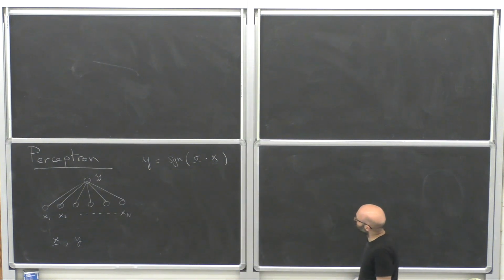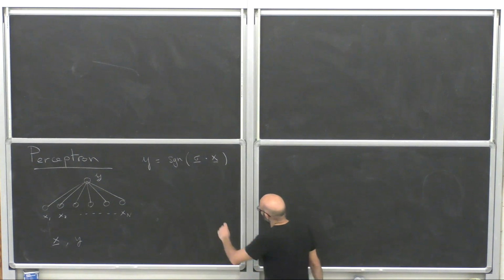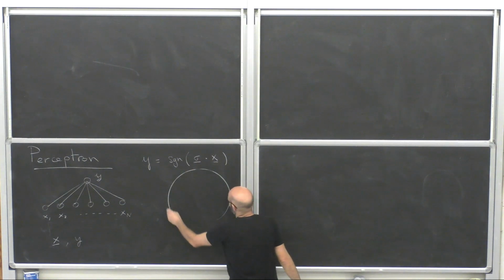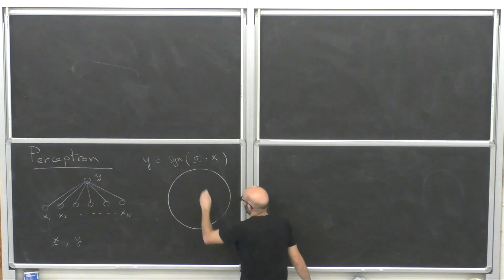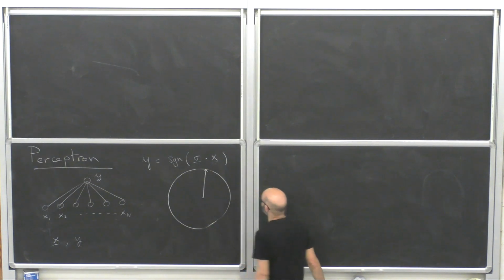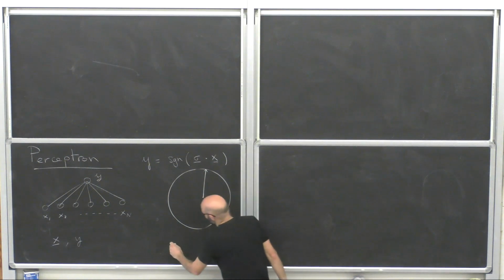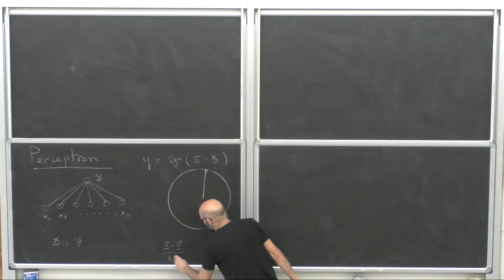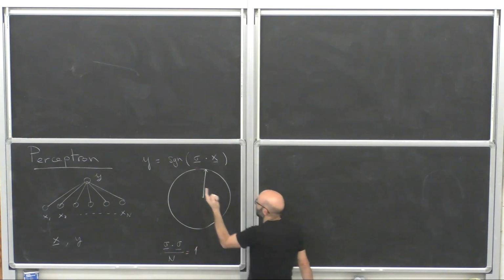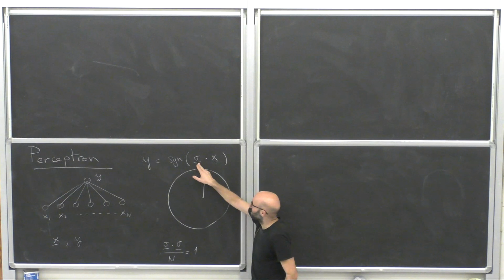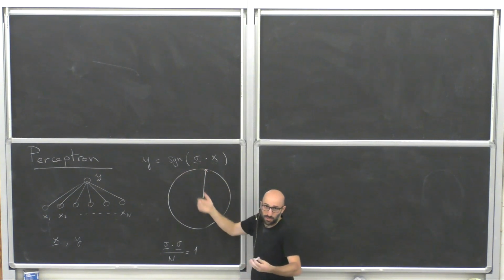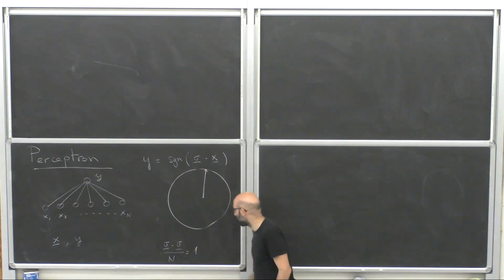Okay, so let's see. Now my vector sigma is still on a sphere. I can put it on a sphere because, as you can see, if I scale sigma by a constant, the sign doesn't change. So I can normalize sigma on the sphere.